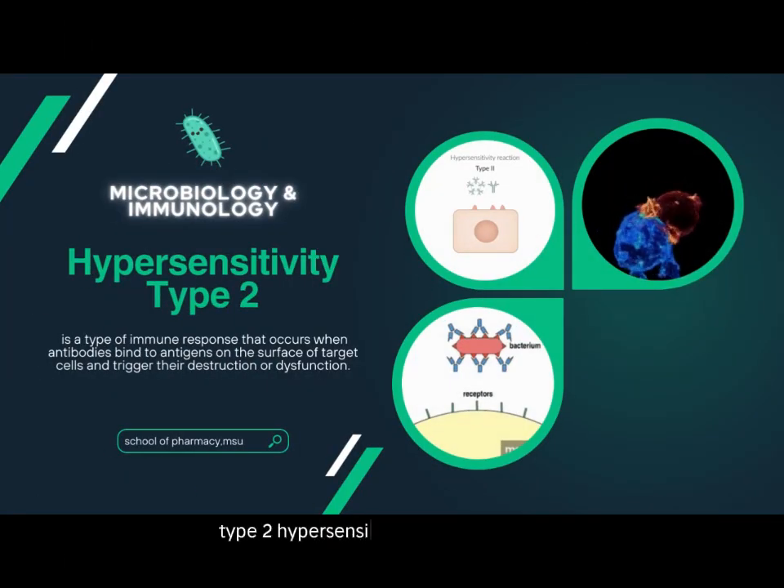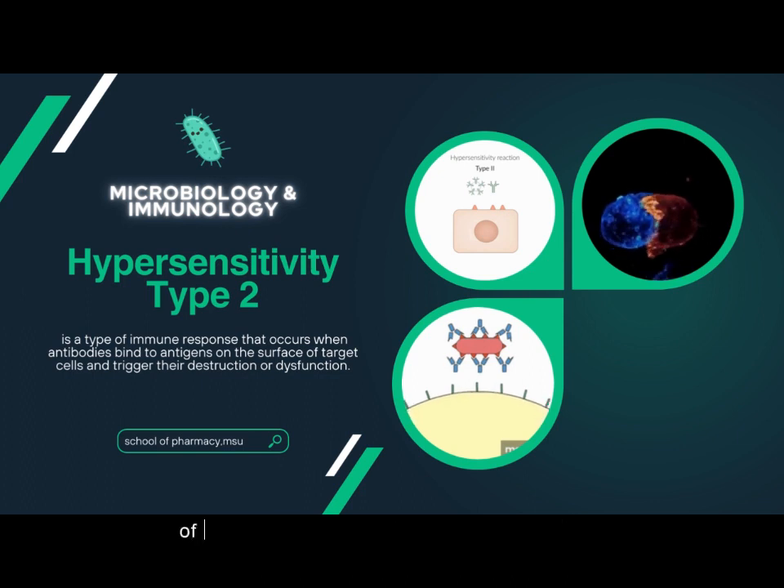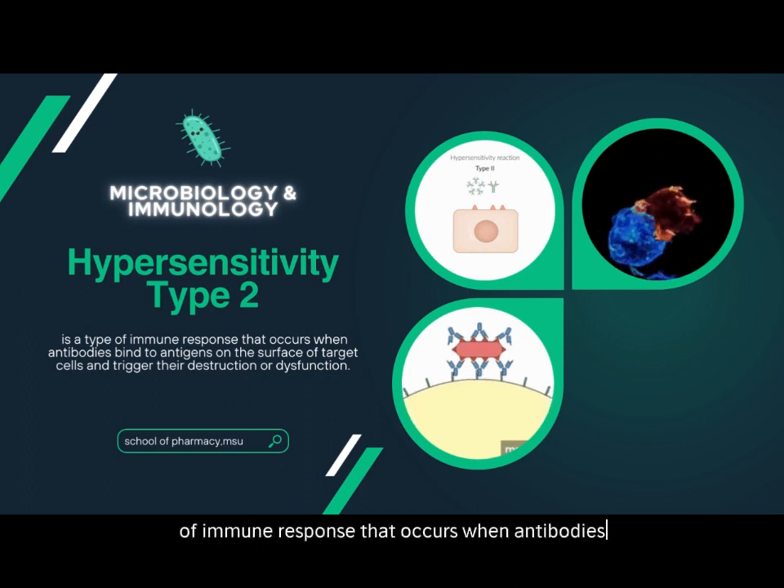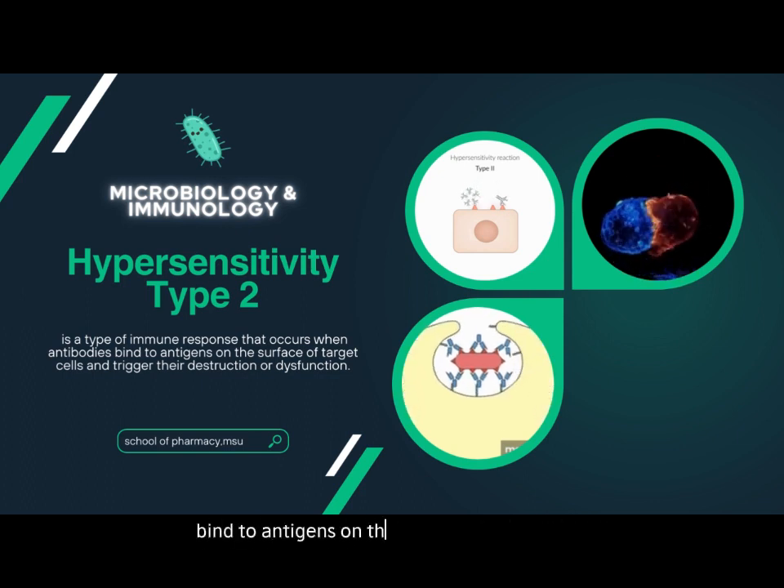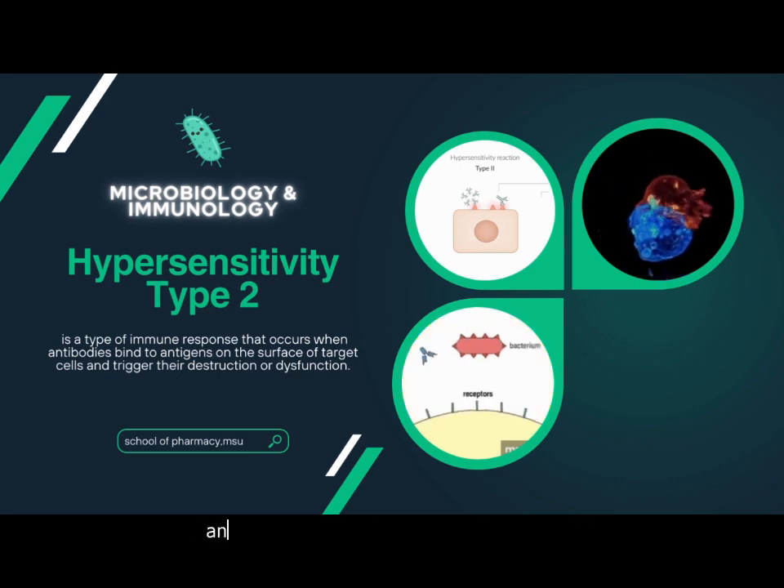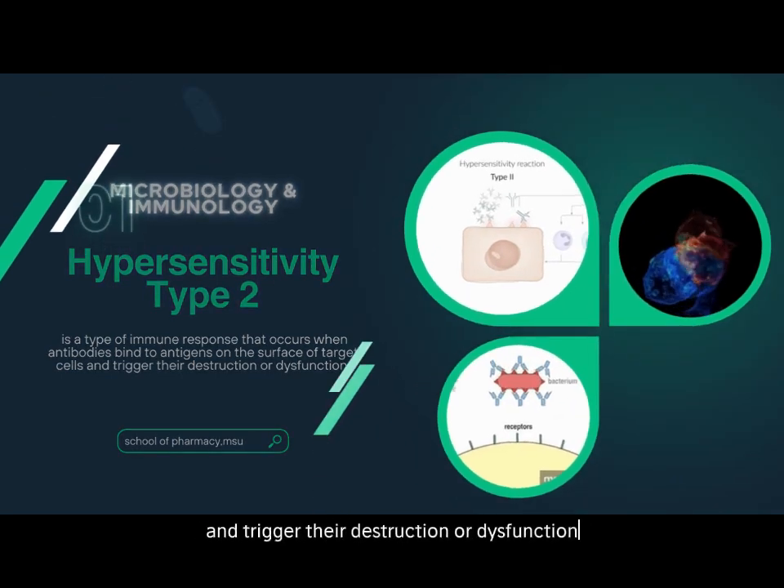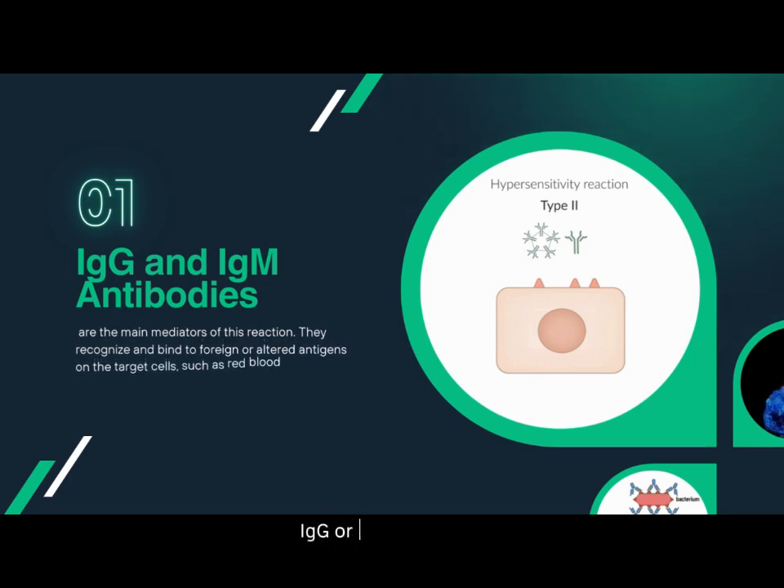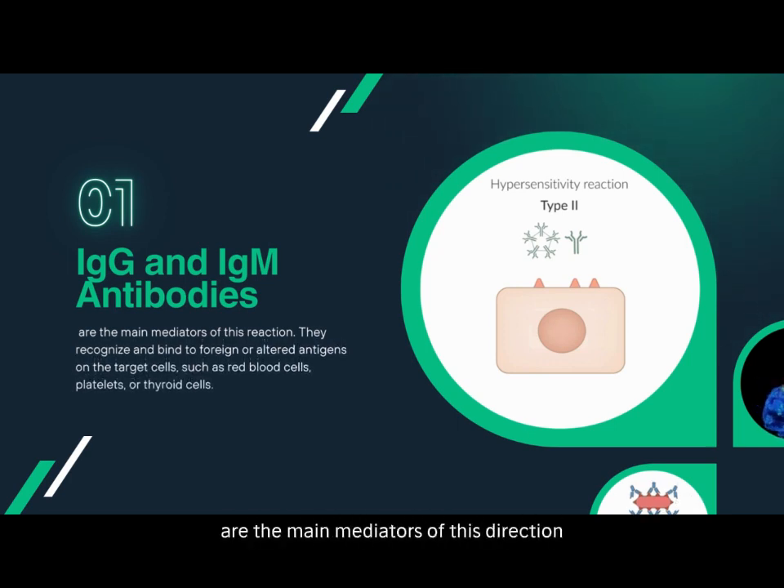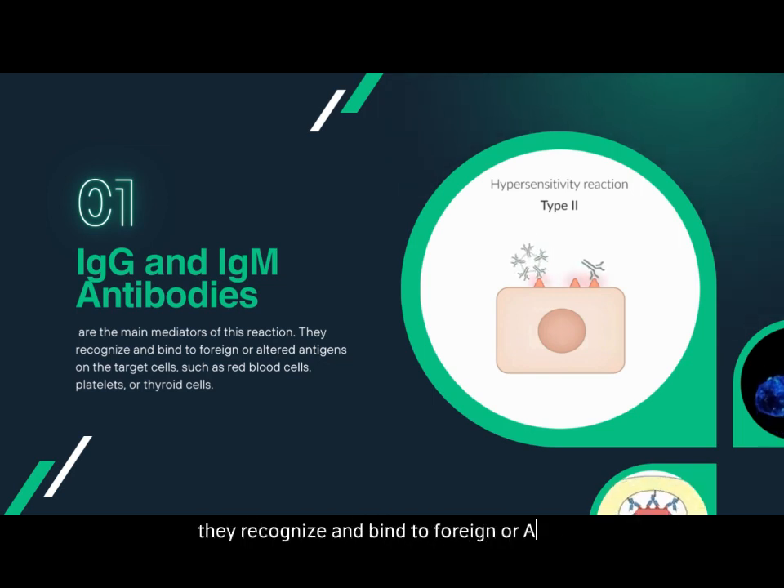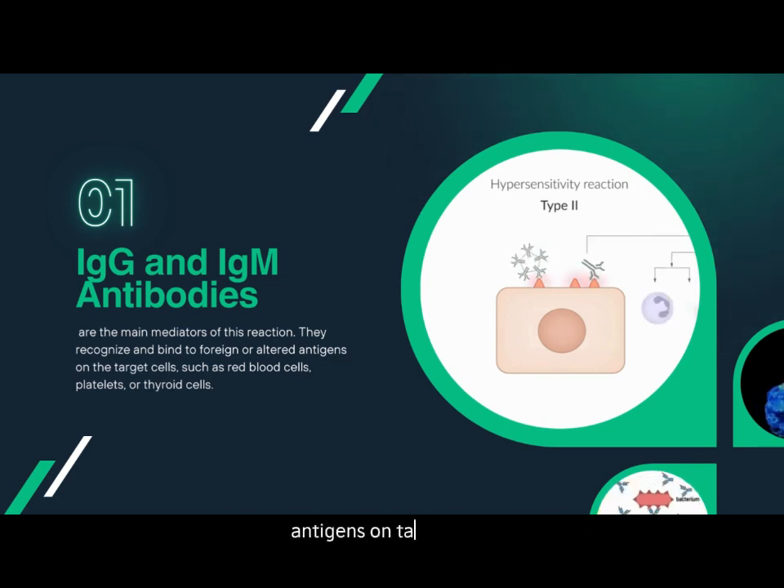Type 2 hypersensitivity reaction is a type of immune response that occurs when antibodies bind to antigens on the surface of target cells and trigger their destruction or dysfunction. IgG or IgM antibodies are the main mediators of this reaction. They recognize and bind to foreign or altered antigens on the target cells such as red blood cells, platelets, or thyroid cells.